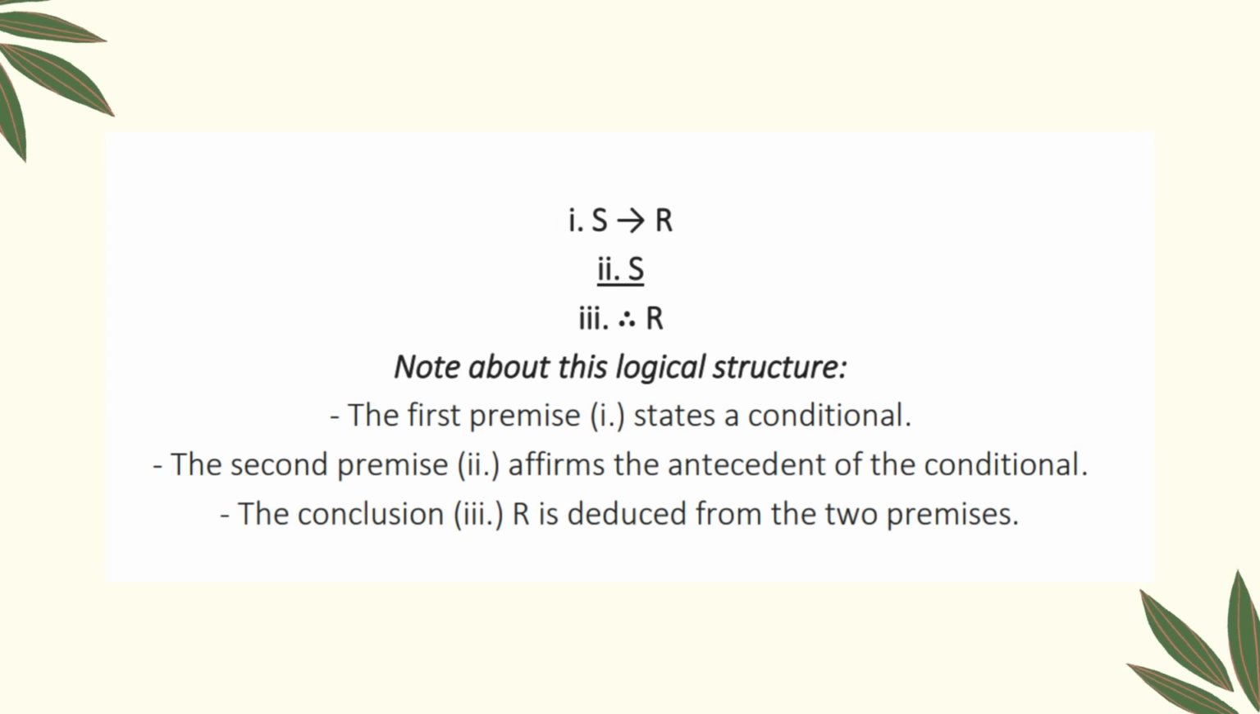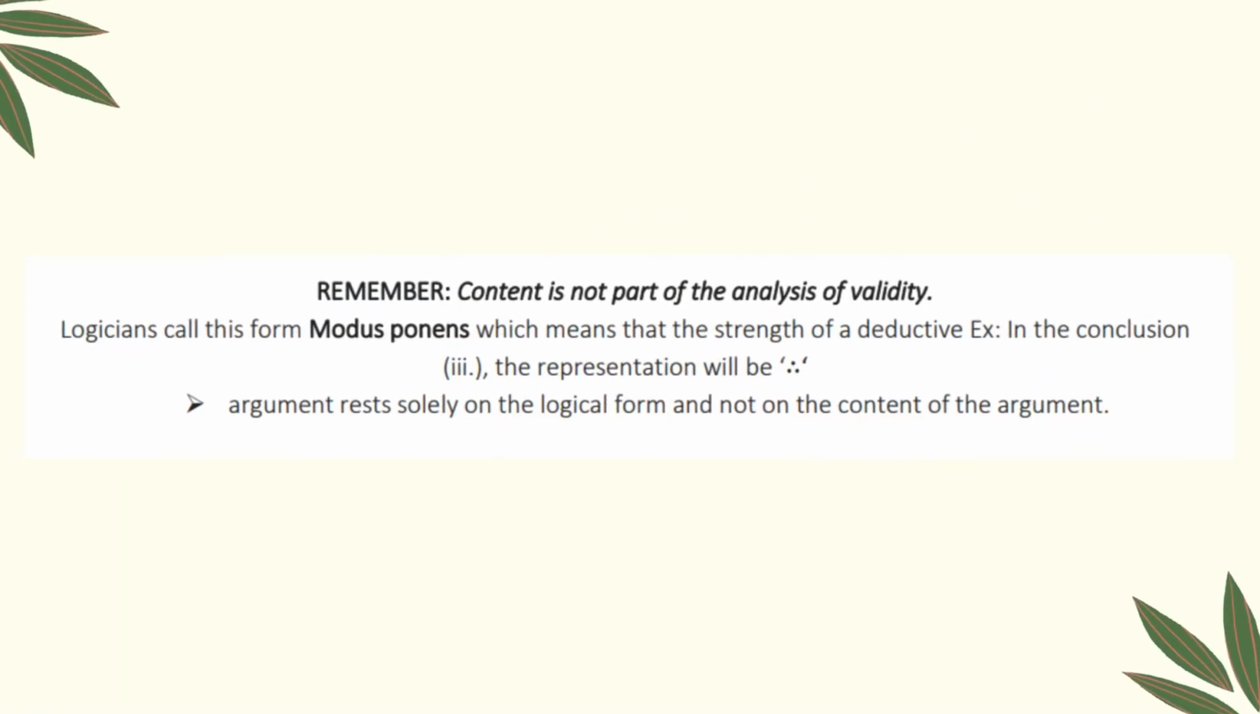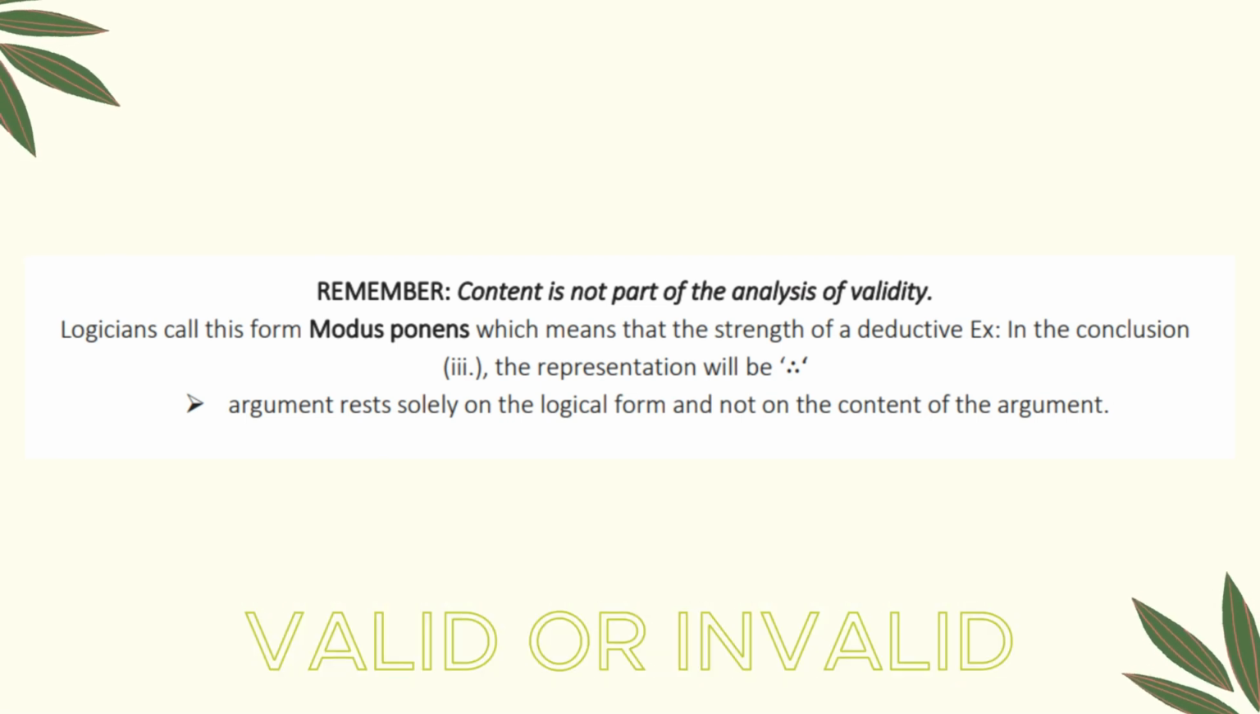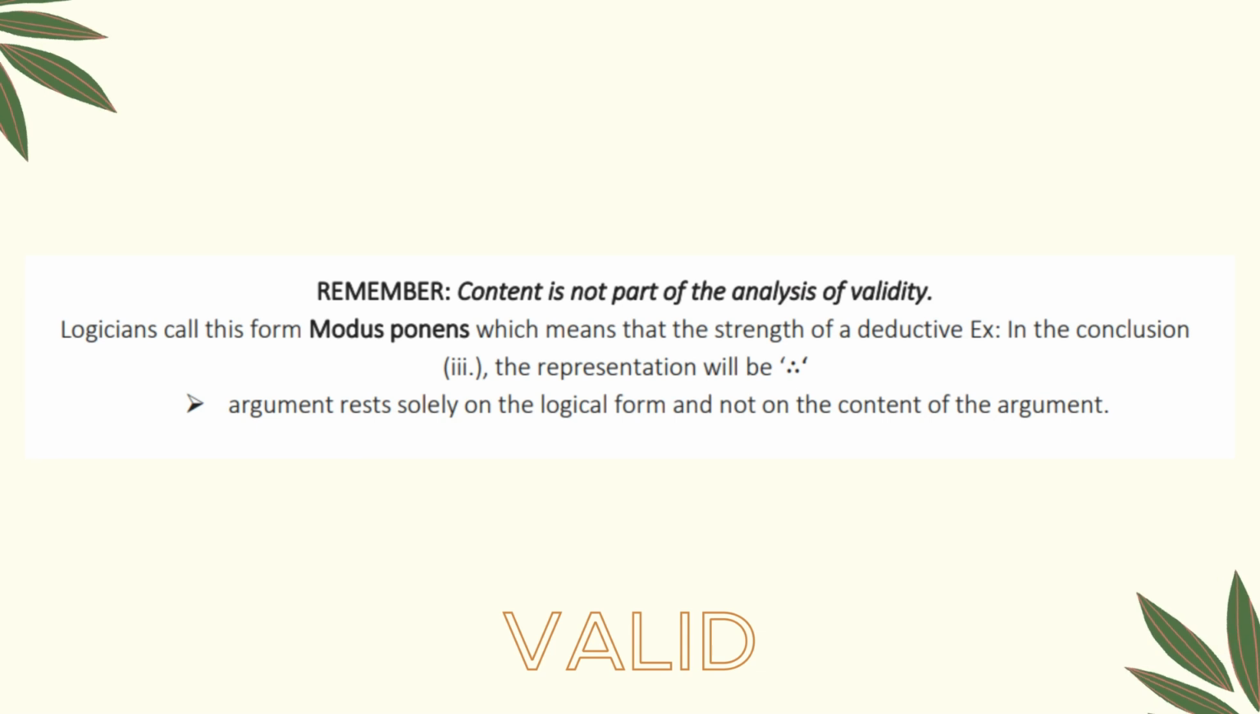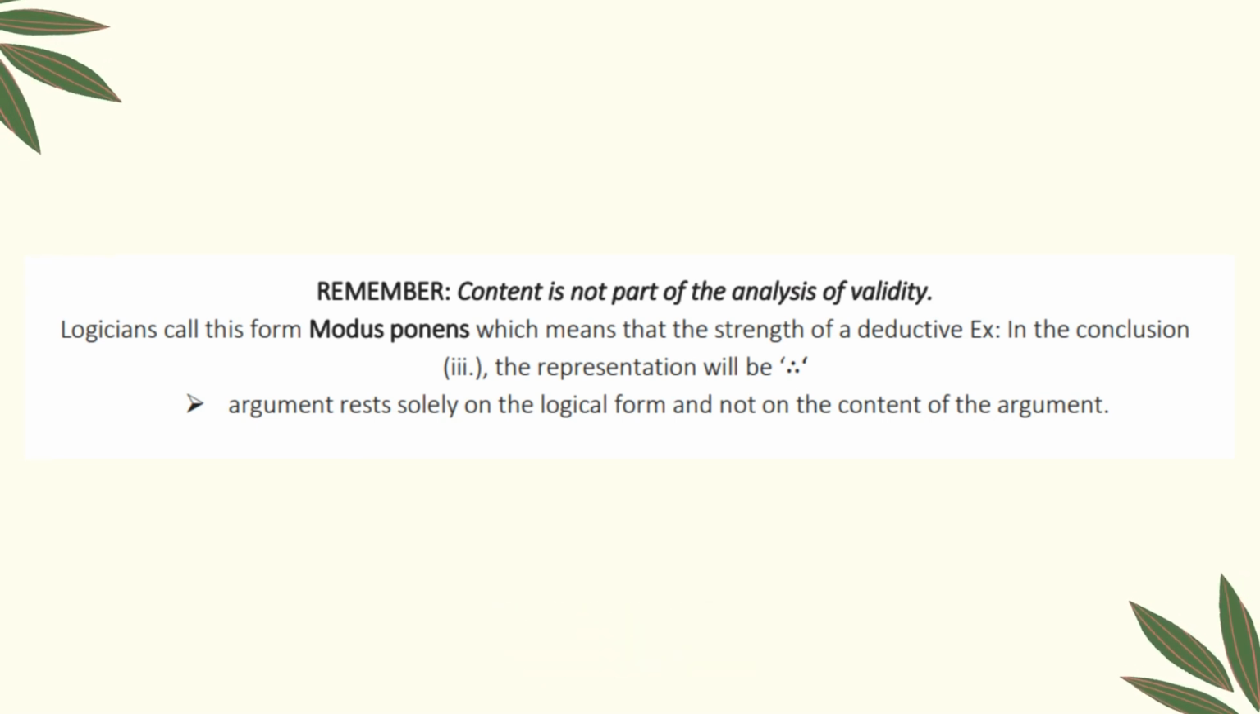The first premise states a conditional. The second premise affirms the antecedent of the conditional. And the last premise, which is the conclusion, is deduced from the two premises. The logical form of an argument can be classified as valid or invalid. It is considered valid if content is not part of the analysis of validity.